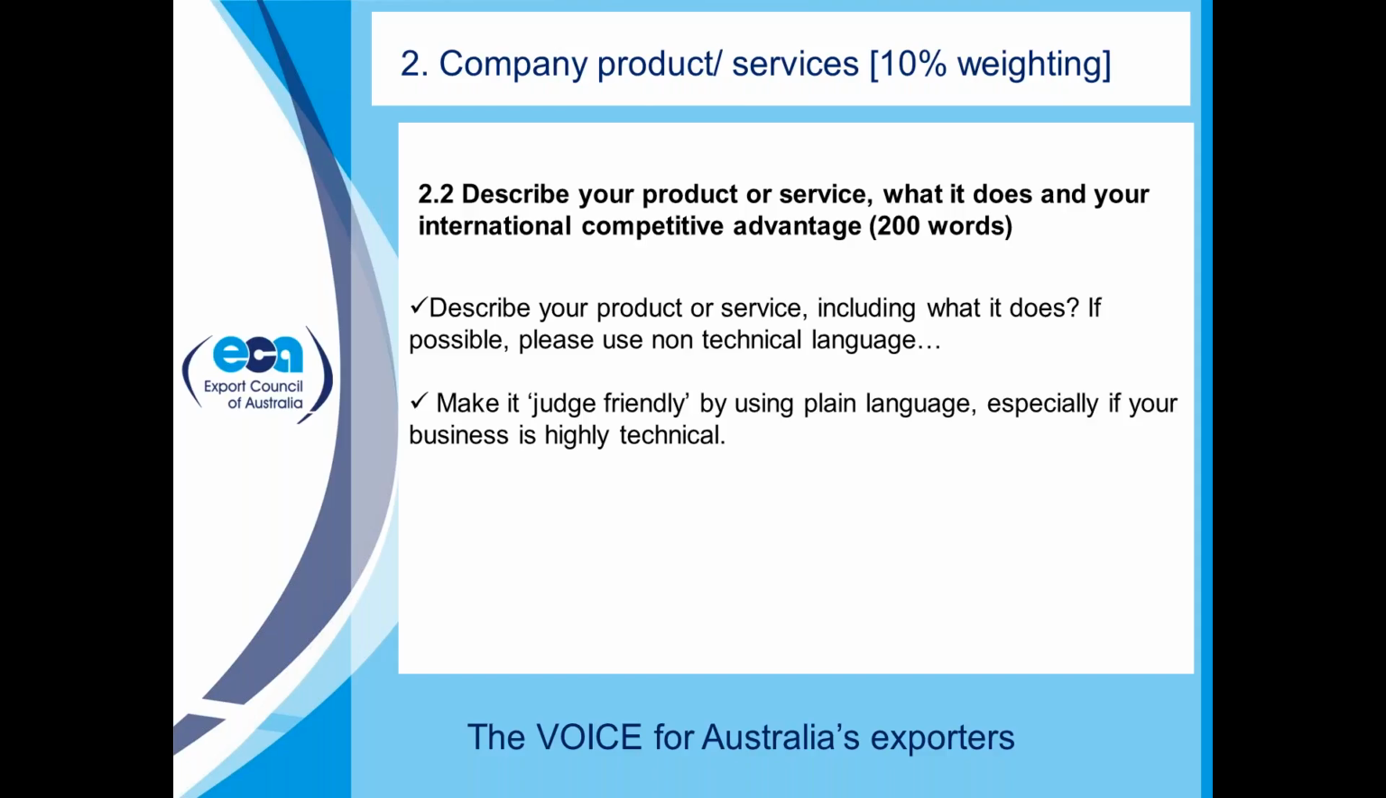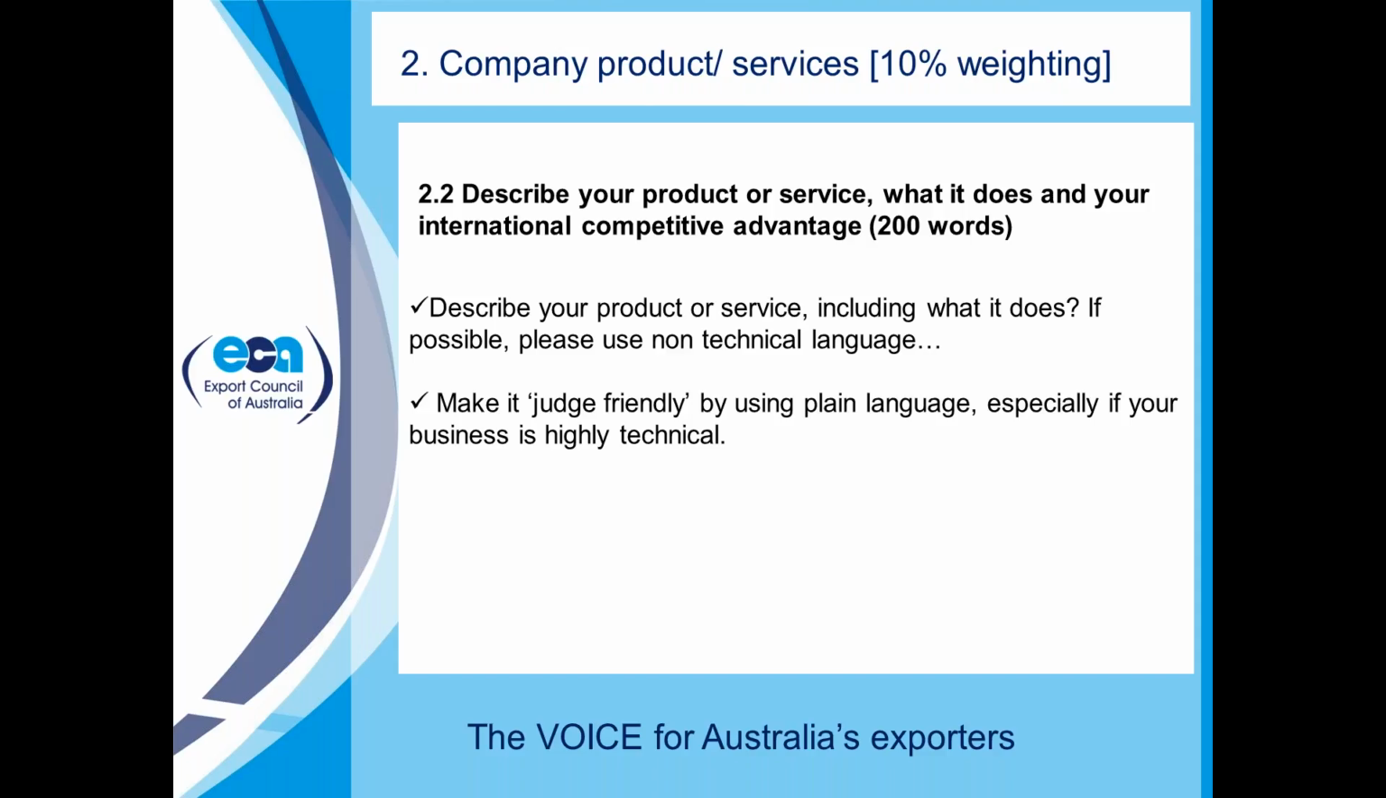Describe your product or service. So the first one, 2.1, was a brief history of when and how your company started. 2.2, describe your product. So now you're really going to articulate what it is that you do, what it is that you export, whether it's a product or a service. If you can, benchmark against your competitors. Any stats are fantastic.